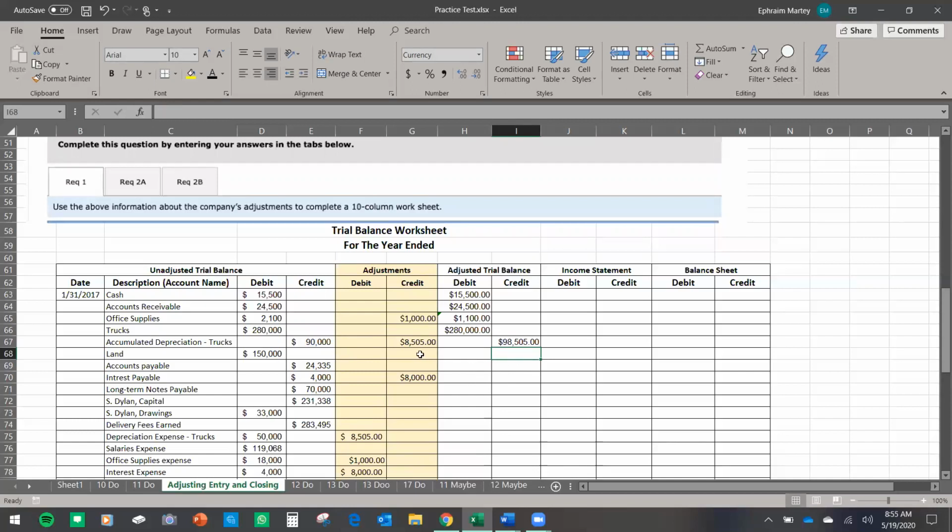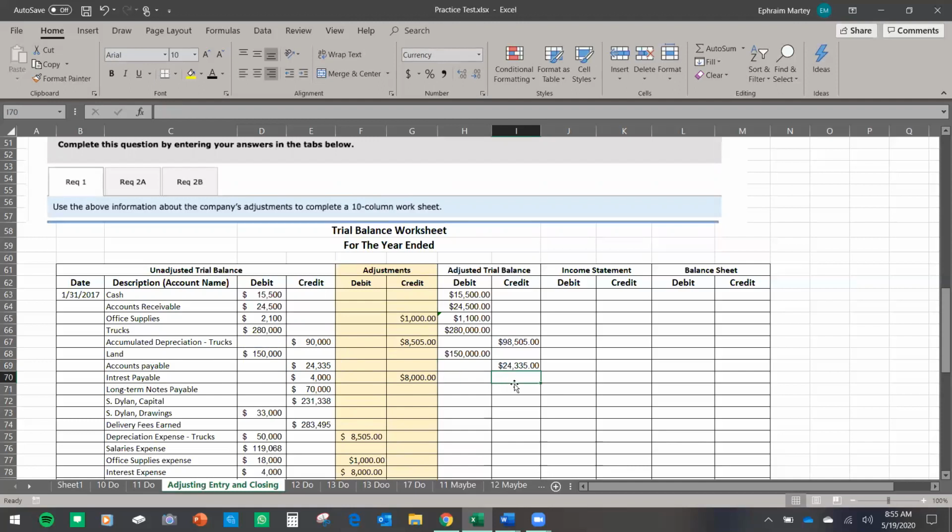Okay, and then we have land. Land is an asset. Okay, we begin with this. Did we do anything? No. So we just press enter. Accounts payable is a liability. Okay, so we began with this one unadjusted. Did we do anything? No, we didn't do any adjustment.